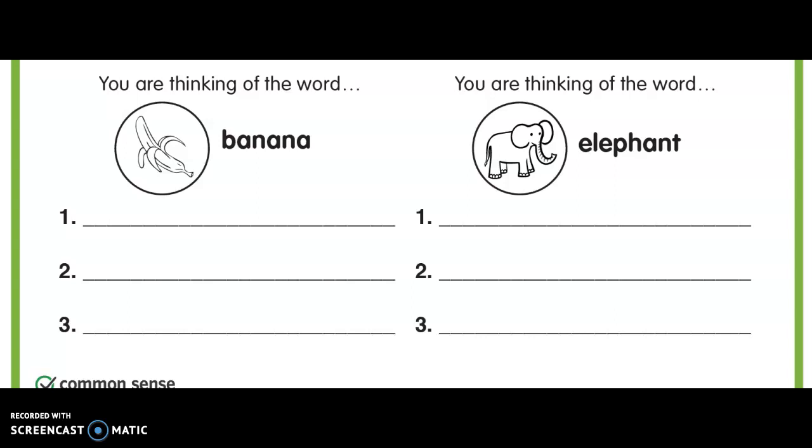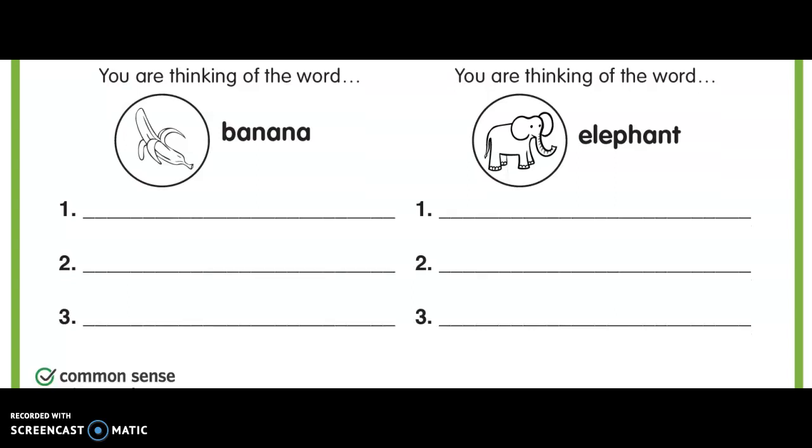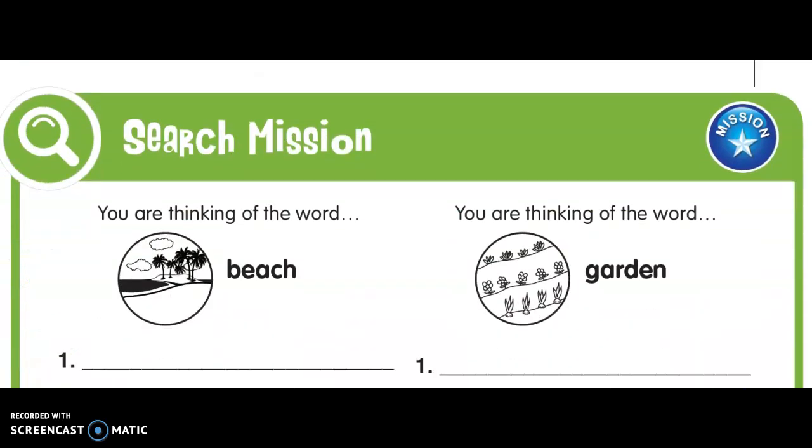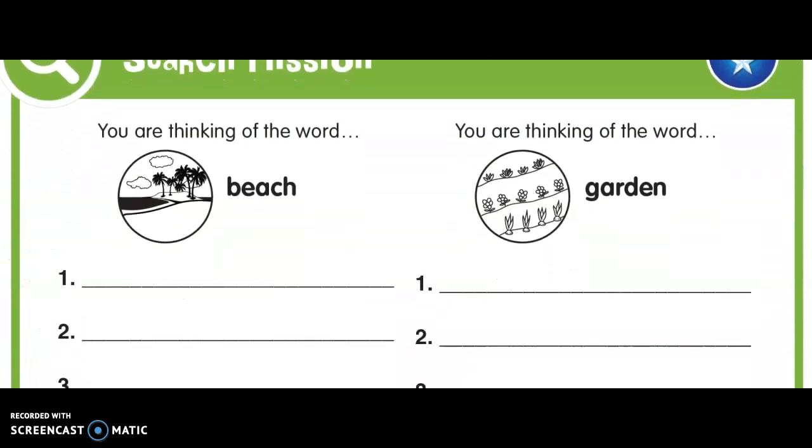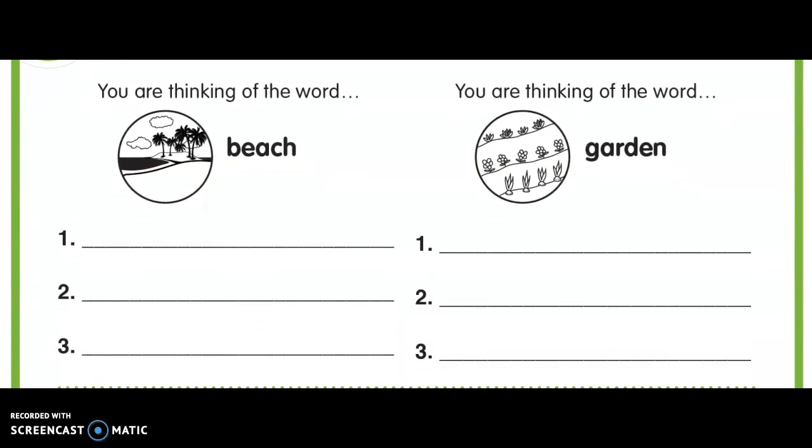The next word is elephant, and you're going to have to think of some key words for elephant. Second page, key words. Words you're thinking of, beach and garden. You need to think of 3 key words for each of those topics that might help you find more accurate information.